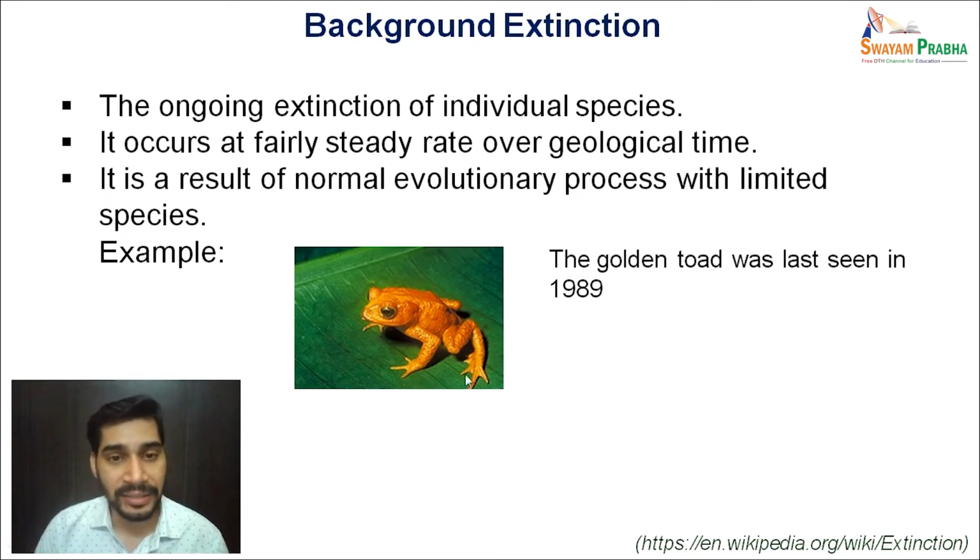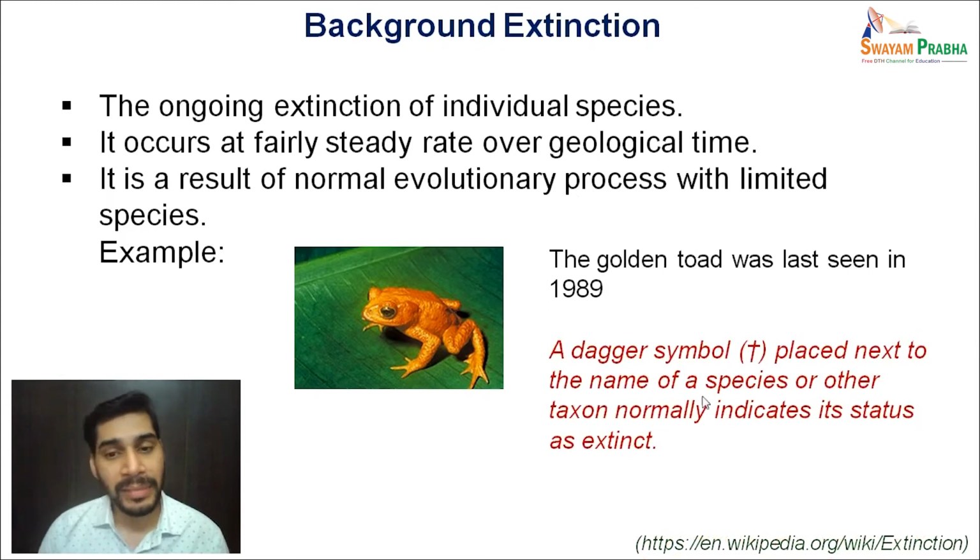As you can see here, this is a picture of a golden toad which was last seen in the year 1989. After that, nobody has seen this organism or species on Earth. So we believe that this particular species has gone extinct from Earth.